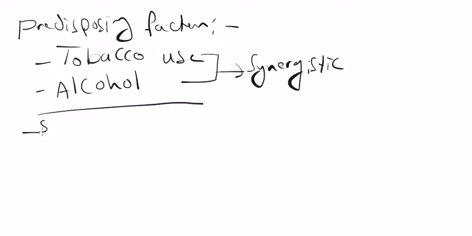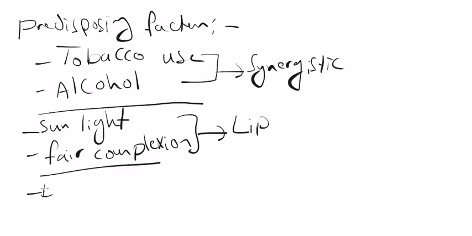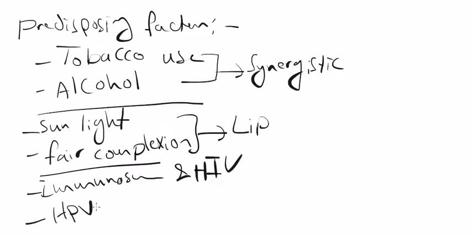Other factors are sunlight, and the fair complexion, people with light skin or white skin, and both of them are risk factors in lip. Other risk factors are immunosuppression, like HIV or organ transplant, whatever is immunosuppression, and HPV, of course, the high risk type.